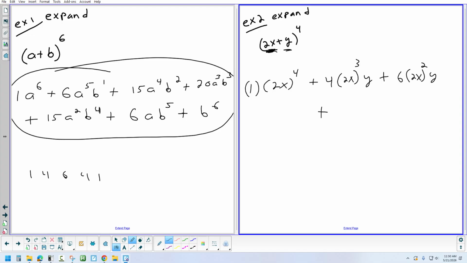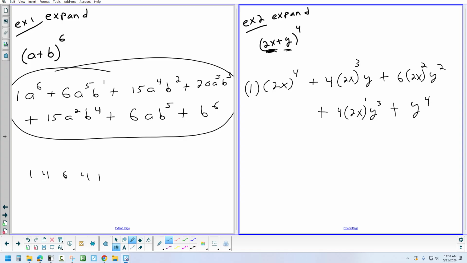Second to last term. Anyone think they can give me that one? Shouldn't it be 2x squared y squared? Okay, and then the next one would be 4 times 2x and y cubed. That's just 2x to the first. You don't have to write to the first. Okay, and what about the last term? Yeah, just y to the fourth.